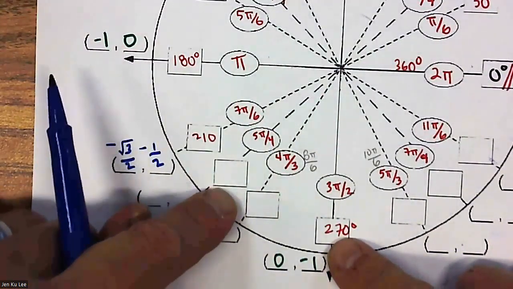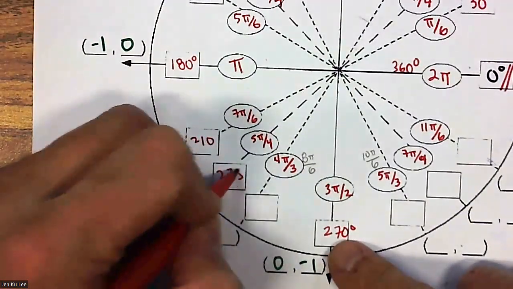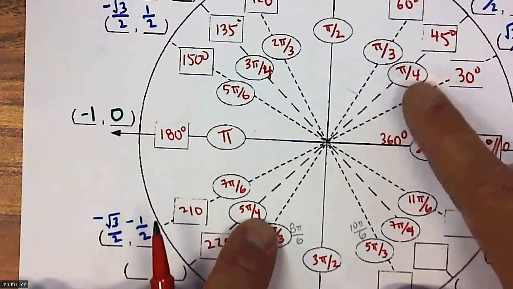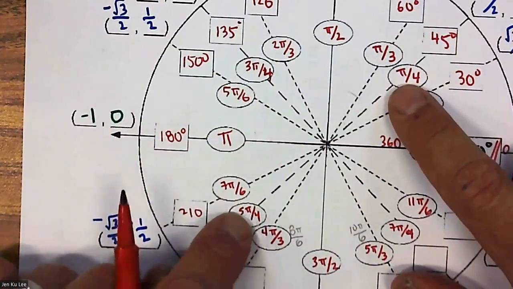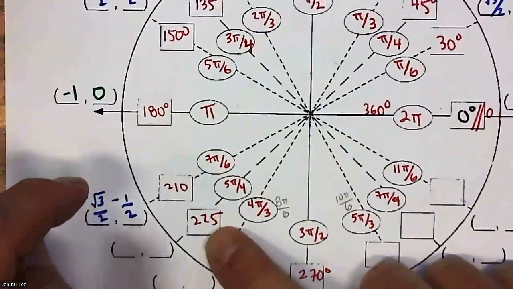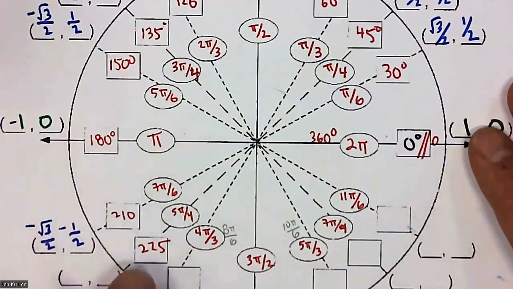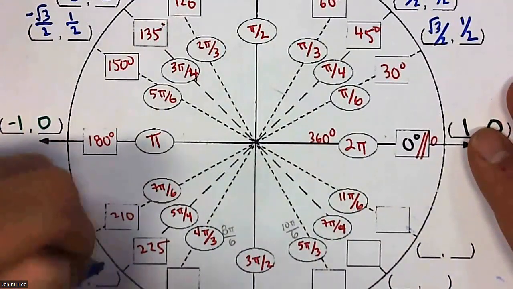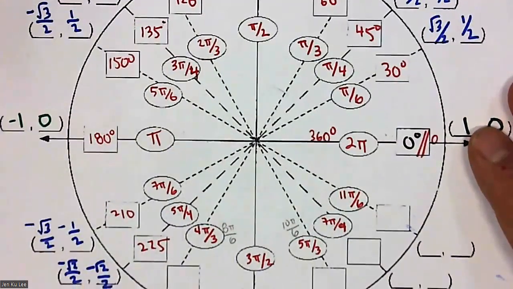225, right? Because 5 pi over 4 has a reference angle of pi over 4 or 45 degrees. And it's 5 times 45, which is 225. Okay. So the coordinates here are going to be square root of 2 over 2, square root of 2 over 2. But since both my x and my y are negatives, that's my coordinate.